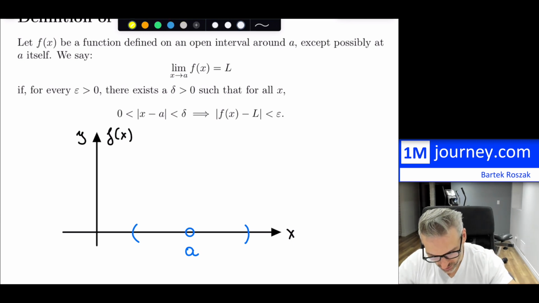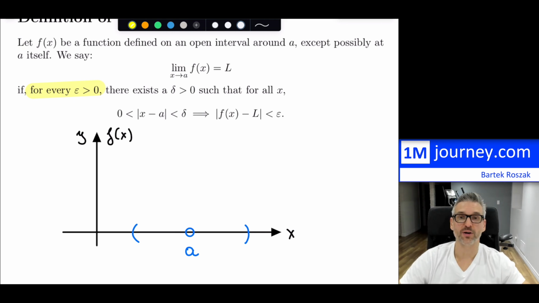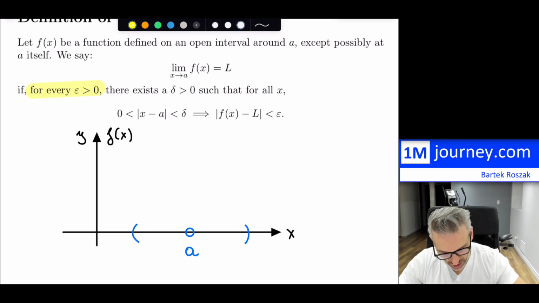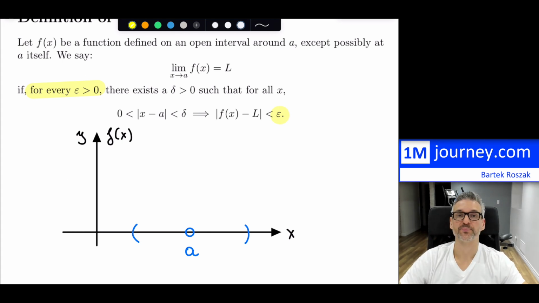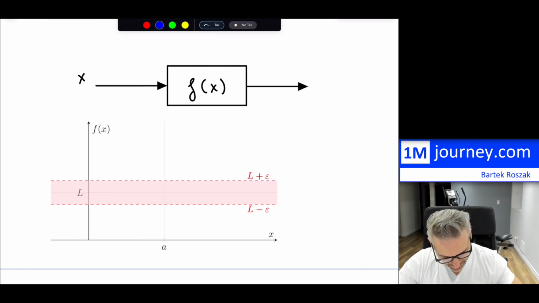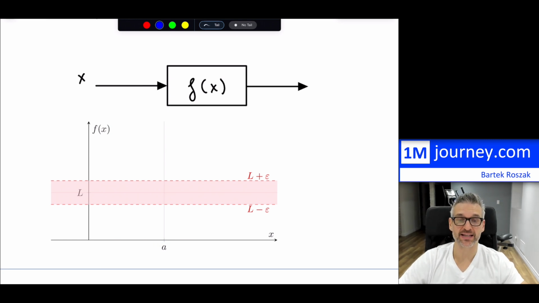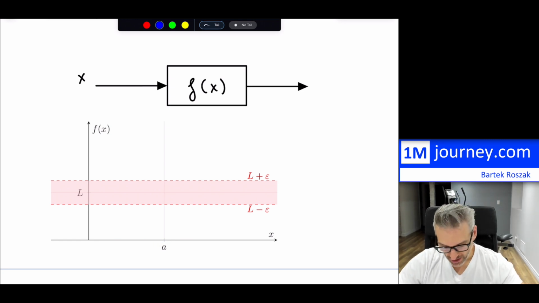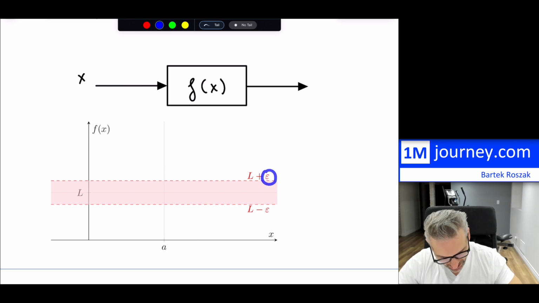So the first one, which is for every epsilon greater than 0. Now notice the epsilon greater than 0 appears right here, and this is what we are saying. So as you can see here, we have our x, we have our f of x. Notice that we have our a somewhere within here. That's going to be x approaching a.